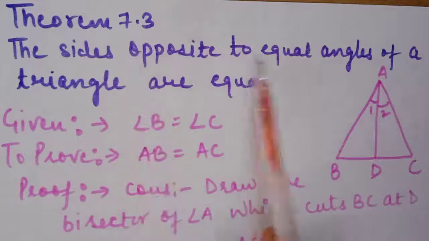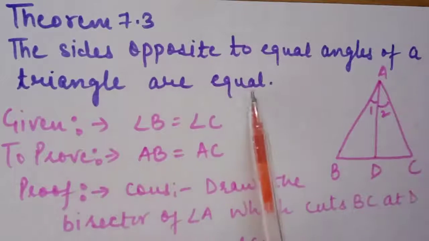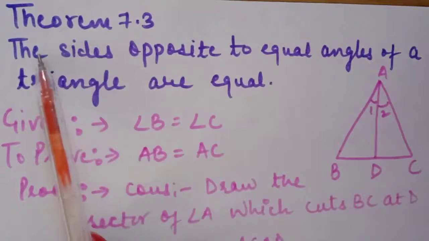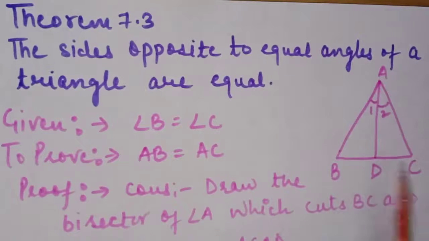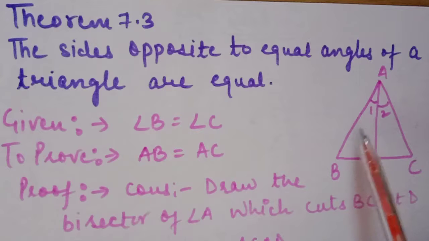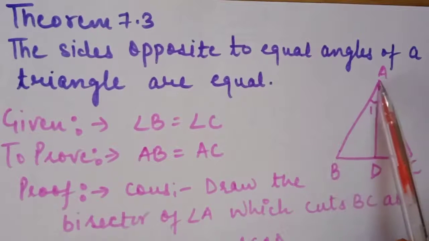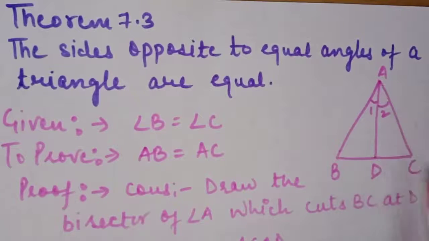So the sides opposite to equal angles of a triangle are equal. So we have to prove that the sides opposite to the angles are equal to each other. So what is given? Angle B and angle C are equal to each other. What we have to prove? Sides opposite to them. It means side AB and side AC are equal to each other. So students, we will proceed in this theorem as in your previous theorem.